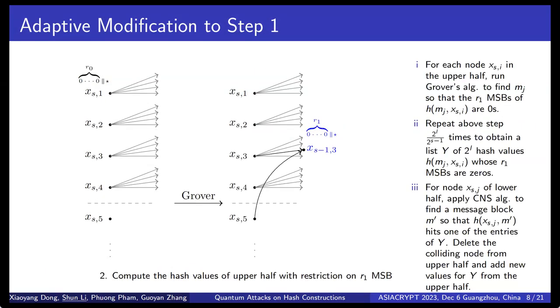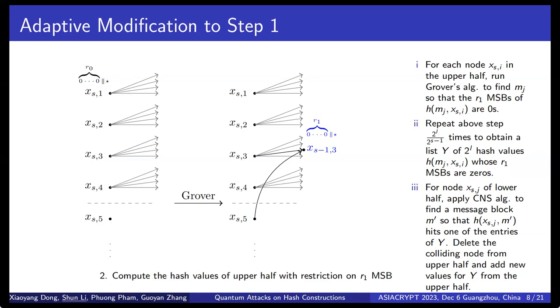And then we compute the hash values of the upper half with restrictions on R1 MSB. To do this, we have three steps. The first step: for each node S_i in the upper half, we run Grover's algorithm to find m_j, so that the R1 MSBs of the hash values of m_j and S_i are zeros. And then we repeat this step 2^L over 2^(S-1) times to obtain a list Y of 2^L hash values to make the R1 MSBs zeros.